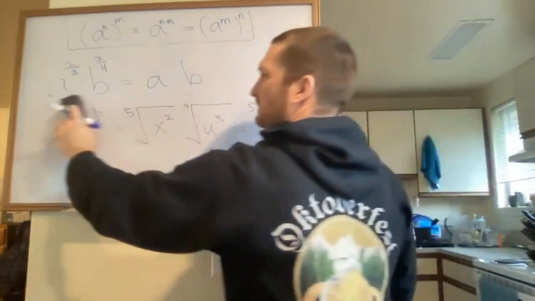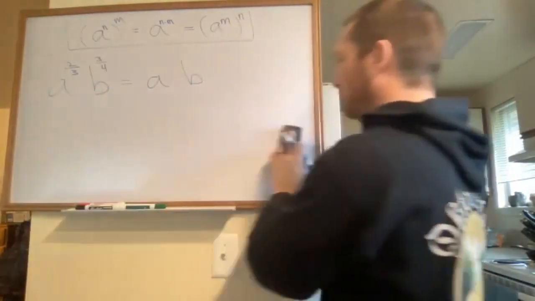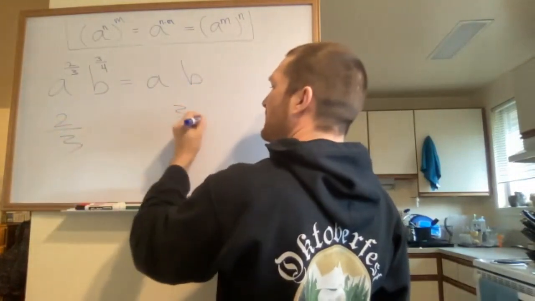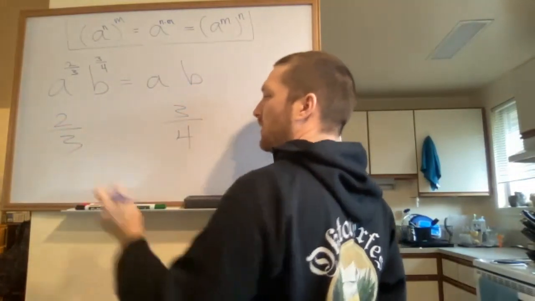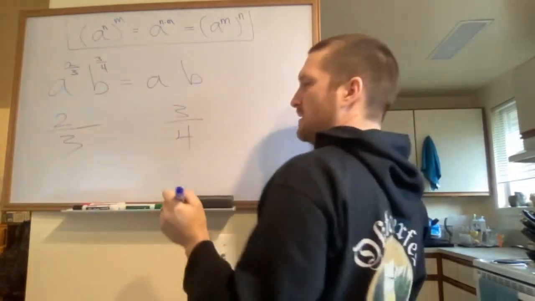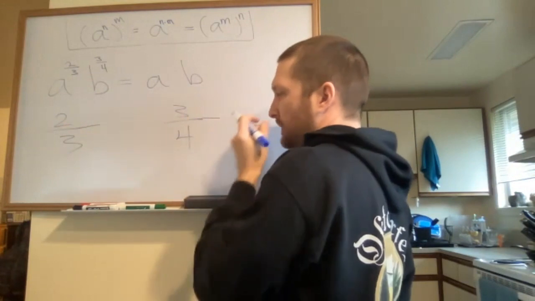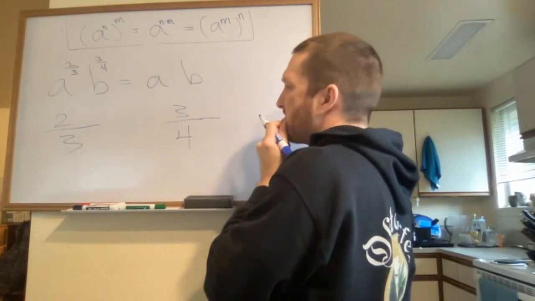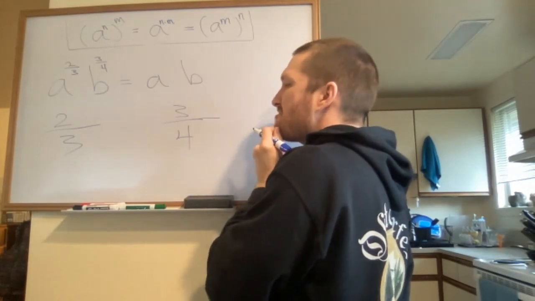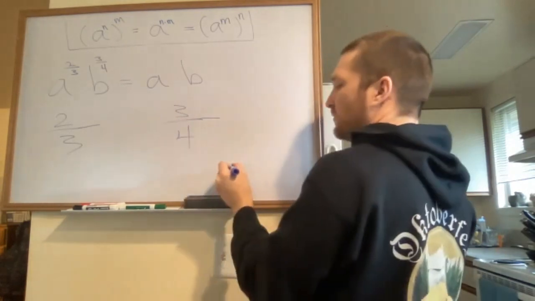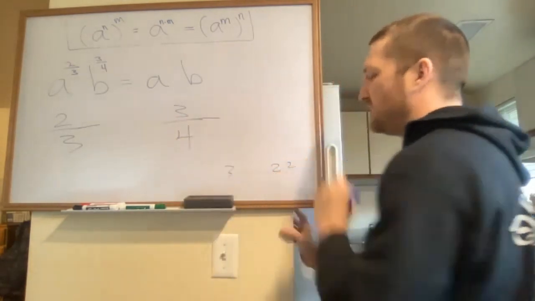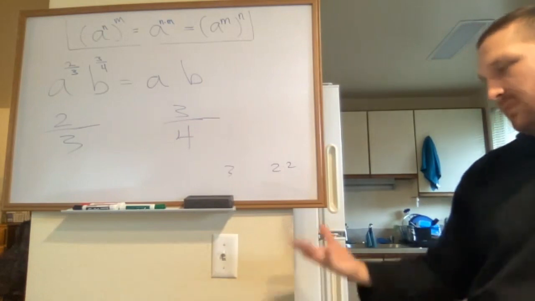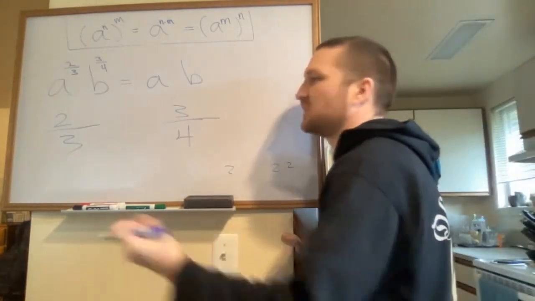Can I erase this bottom stuff? Yeah. So we need a common denominator with 2/3 and 3/4. What do we want to do? I guess the common denominator would be 12, right? I can't see any other way because 3 is prime, 4 is just 2 times 2, and they don't share any factors together. So the only recourse we have is to multiply them together.